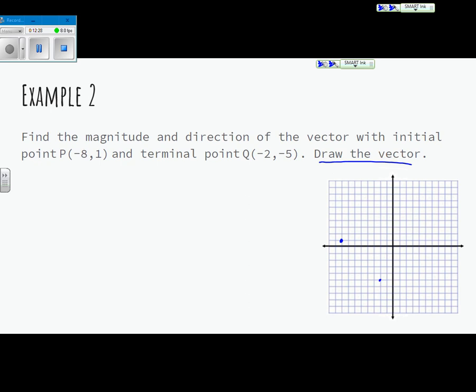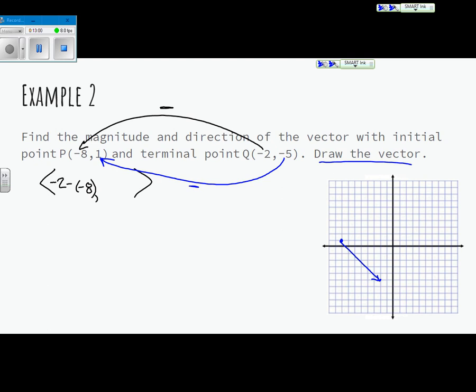So this is a cool little trick right here. If you have these capabilities, I think the first order of business is to put everything in component form, with the pointed brackets on it. Remember, to get the pointed brackets, I'm going to do terminal minus initial. So I'm going to do -2 minus -8. And then to get my y component, I'm going to do terminal minus initial again: -5 minus 1. So altogether, if two negatives make a positive, last I checked, I get <6, -6>.